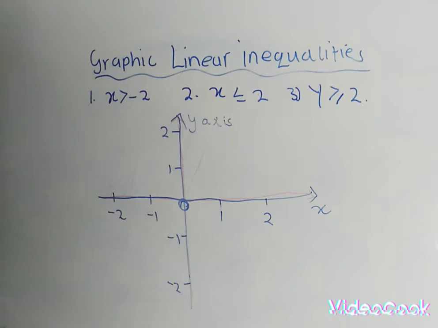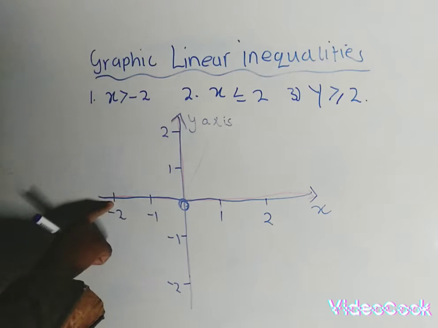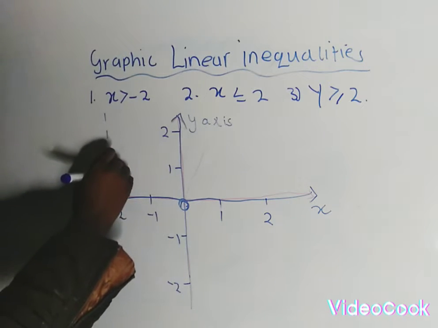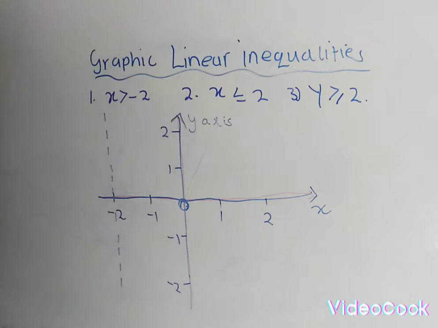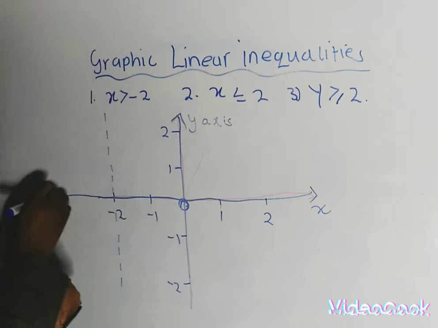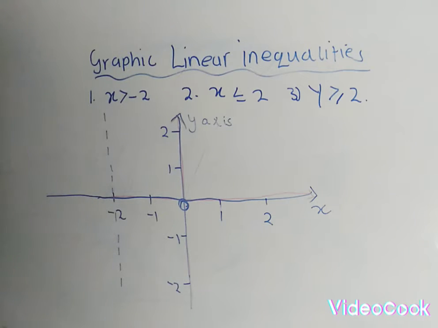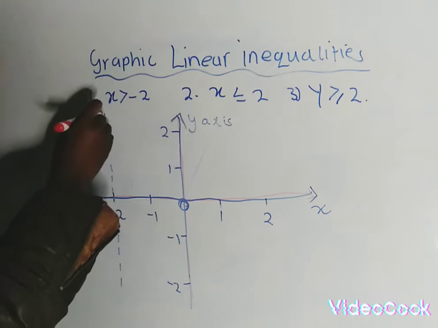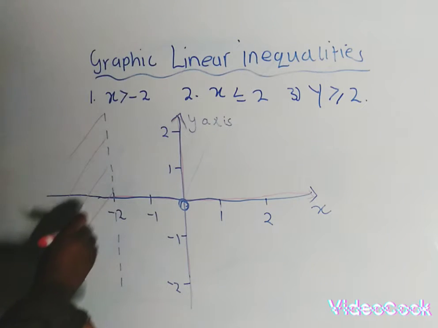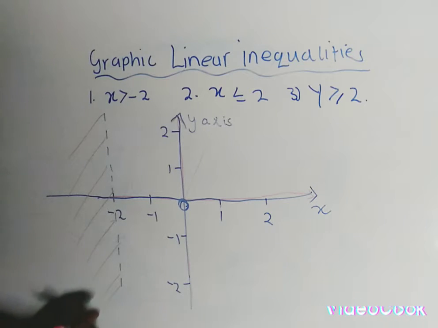Now they've asked us to show x is greater than -2. You go to where -2 is, and then you draw a dotted line. The reason why you draw a dotted line is because -2 is not part of the solution. The x values are greater than -2. Since our values are greater than -2, it simply means that the unwanted region, the things that we do not want, are this side, okay? So when you're showing it on a Cartesian plane, you'll be required to shade the unwanted region.